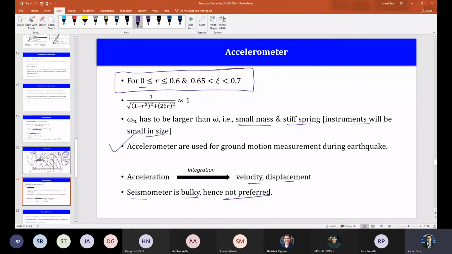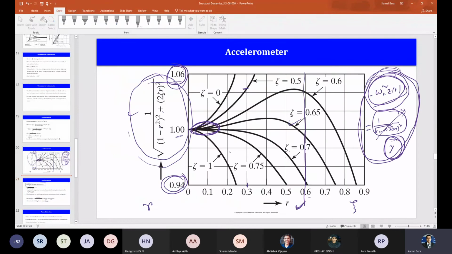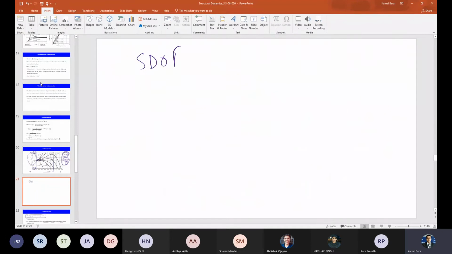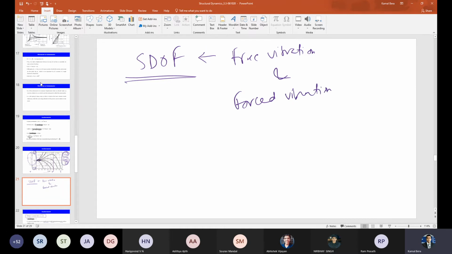So with this, basically we are done with the harmonic loading. Single degree of freedom system is not done yet. It will take more classes to finish the single degree of freedom system and move to the multi degree of freedom system. But we have done the free vibration part, right? And some part of the forced vibration: forced vibration with periodic loading, the simplest type of which is the harmonic loading.